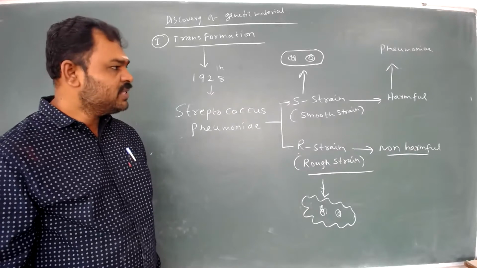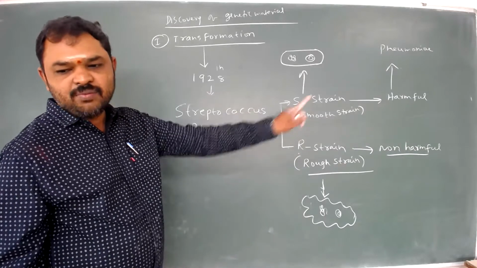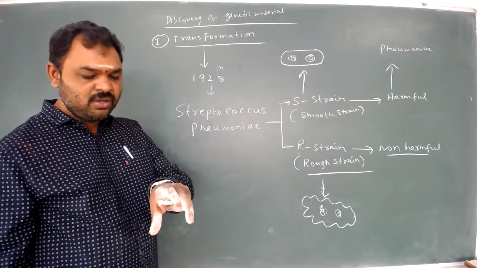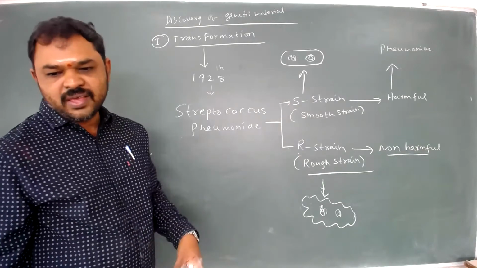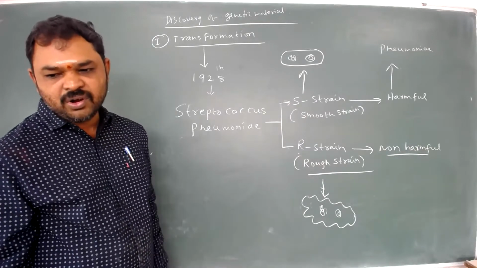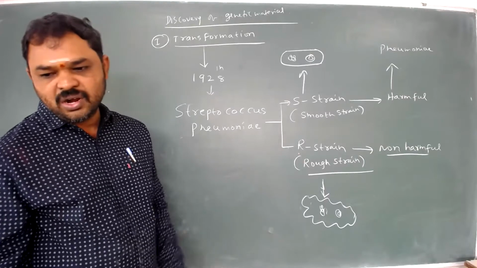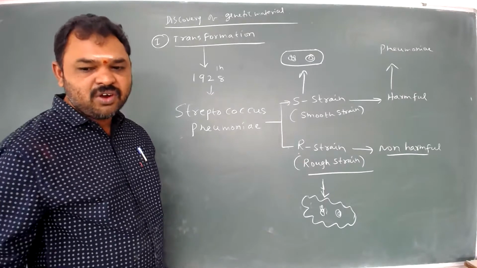Now you have to see this. The S strain is harmful. This polysaccharide coat produces the antigen, causing pneumonia in the body. But the rough strain is not harmful.